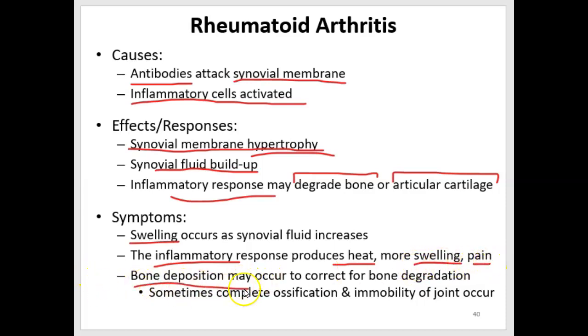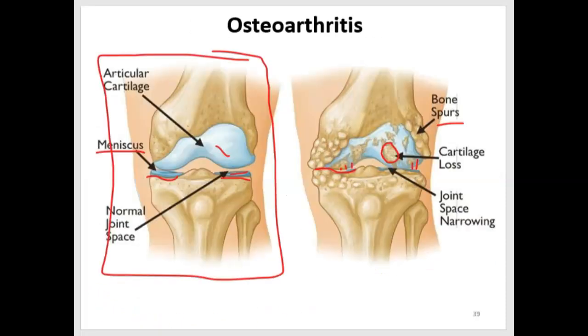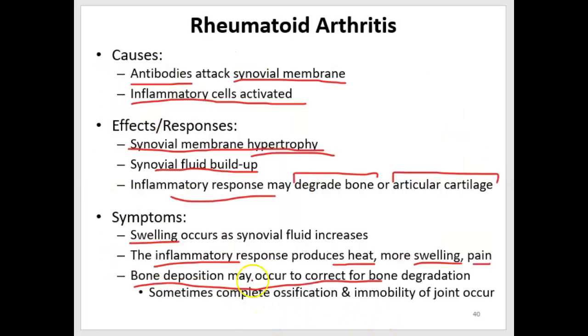Then the bone deposition could occur to correct for degeneration. And so, like we saw before in osteoarthritis, you get more bone deposition in the joint capsule, but it happens to such a degree in rheumatoid arthritis that you could end up with complete ossification and immobility of the joint.